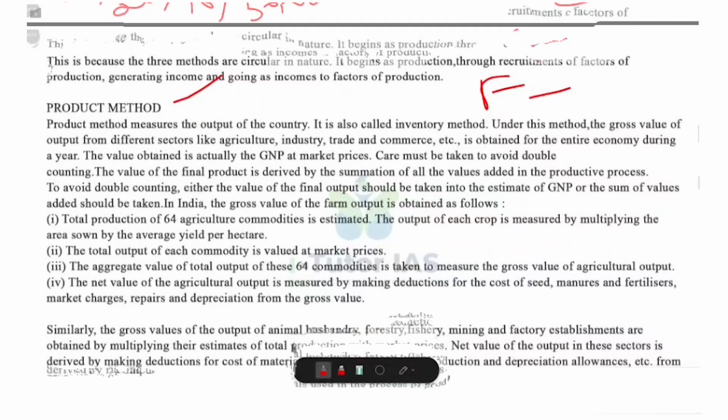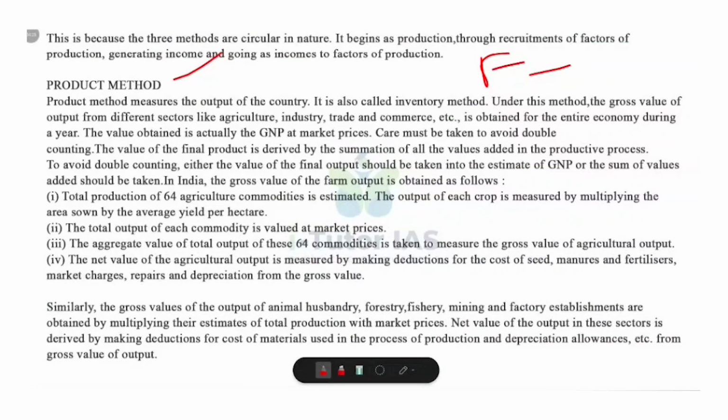So now let's look at this in detail. Product method or value added method. So this method calculates national income by measuring the value of goods and services produced in the economy during a year. So only final products or value added at each stage are counted to avoid double counting. So how can we calculate?